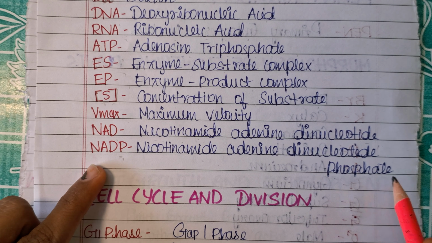ABA, abscisic acid. Those who remember the short tricks of plant growth and development, can you give me the answer for the functions of your GA and ABA? It is very easy. Try to recall.